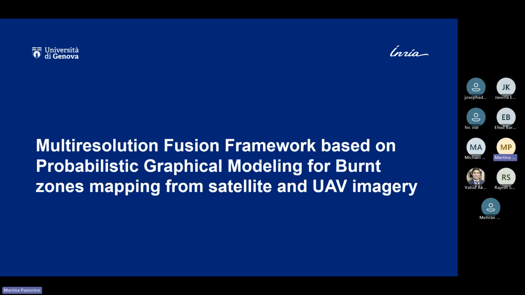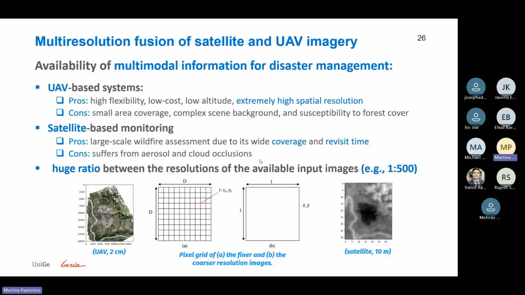And the second example is not SAR-based. It's a methodology for modeling burn zones from satellite and UAV imagery. So again, thanks to the current availability of several Earth observation satellites, we have access to data to monitor and map burned areas. In the past, usually what was used was satellite imagery through multispectral channels in the near and short wave infrared wavelength ranges to monitor areas which were burned or burning.